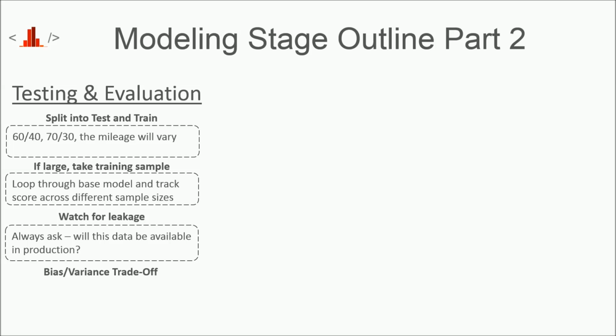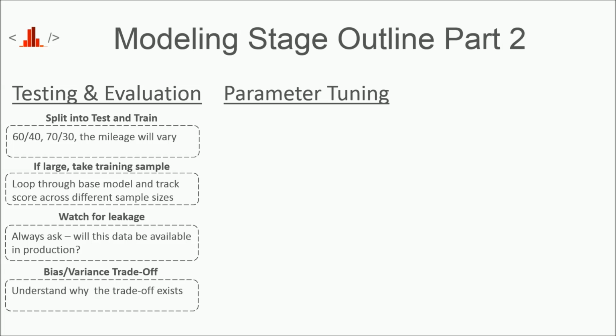And then obviously in your testing and evaluation, understand the bias variance trade-off. I think most data scientists get that through their head really, really quickly, but understand why the trade-off exists and be able to talk about that with your interviewers. And then there's parameter tuning. Parameter tuning is usually at the phase where you've narrowed down the models or the model types that you're going to use to maybe several or maybe even just one.